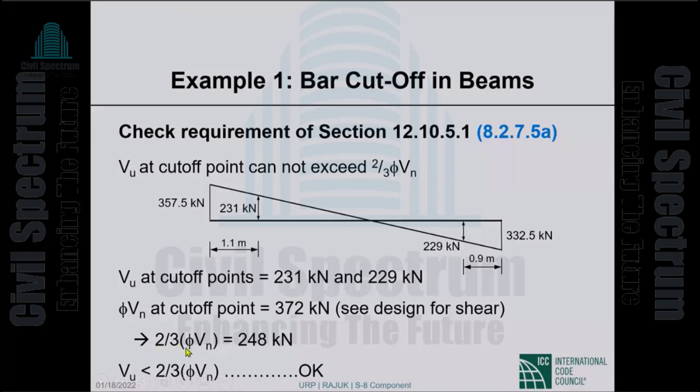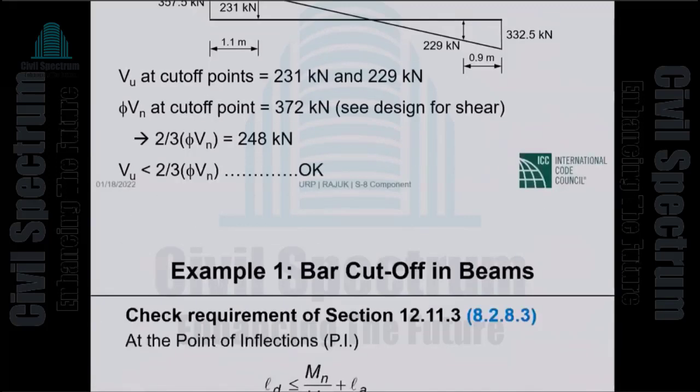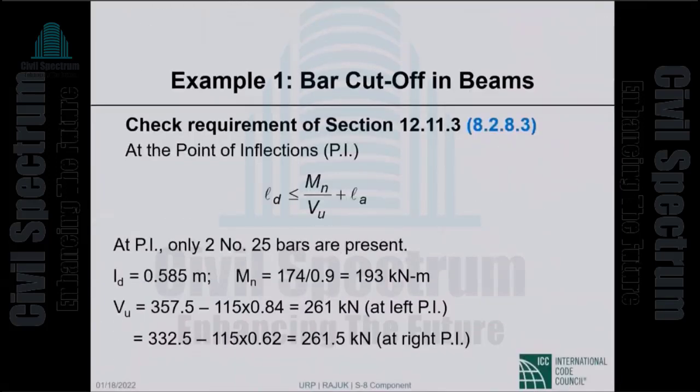So 2/3 of phi times V sub n is 248, and this V sub U of 231 being less than 2/3 of phi times V sub n or 248, we are okay. So we can terminate the two number 28 bars in the tension zone as we have done. Then the check on bar size. Remember, bar size cannot be any larger than something. So this condition has to be checked.